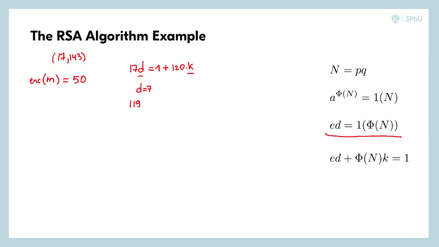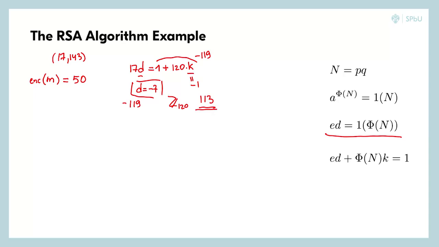And if we take k equal to -1, we will have exactly minus 119. So instead of 7, we have to choose minus 7 to get minus 119 in the left part of this equation. So here is our private key, and in the ring Z modulo 120, minus 7 equals to 113.